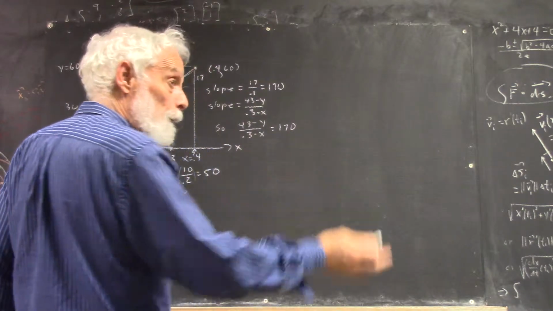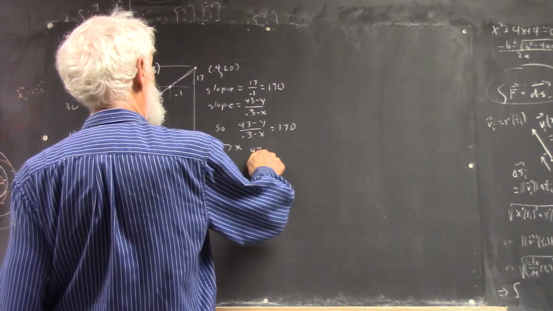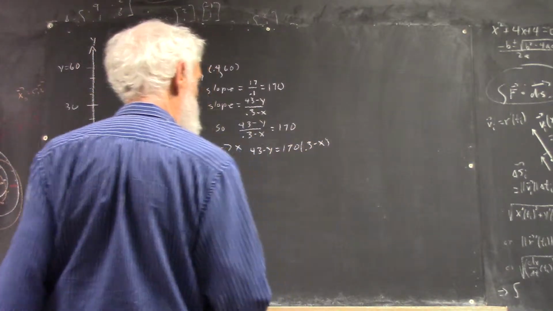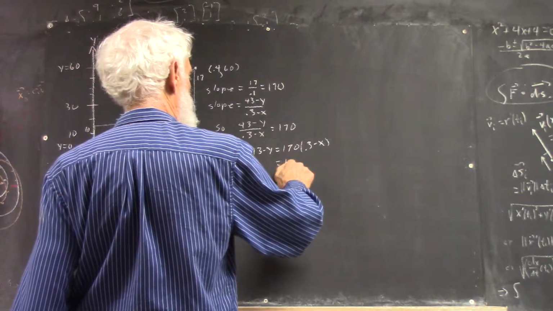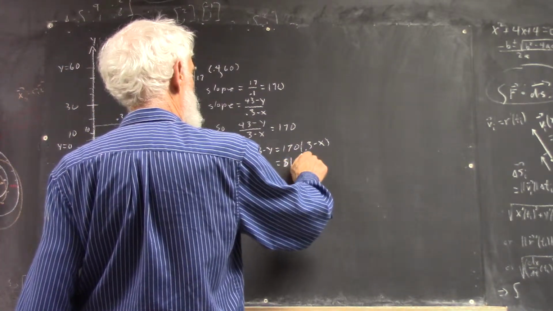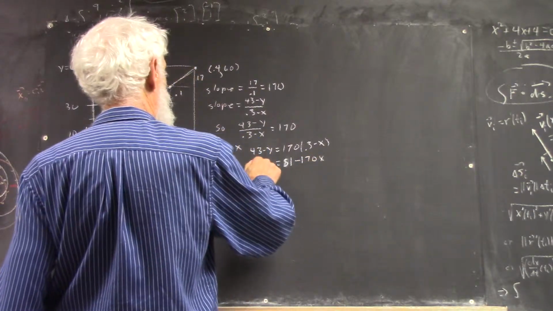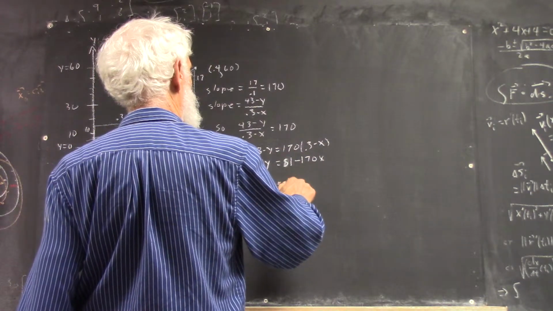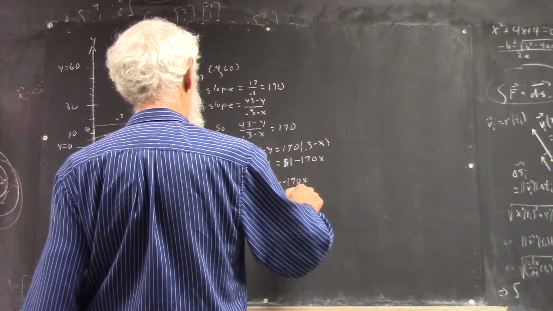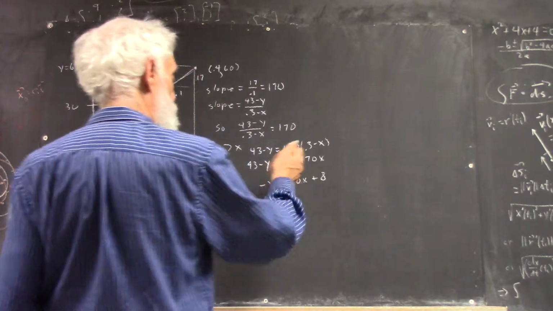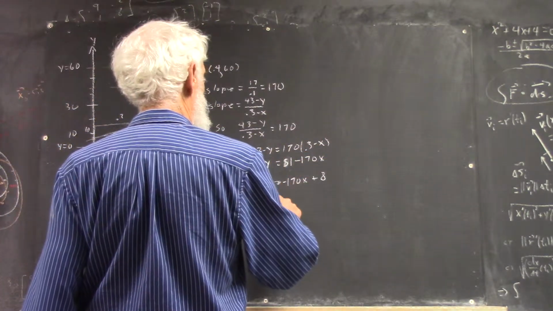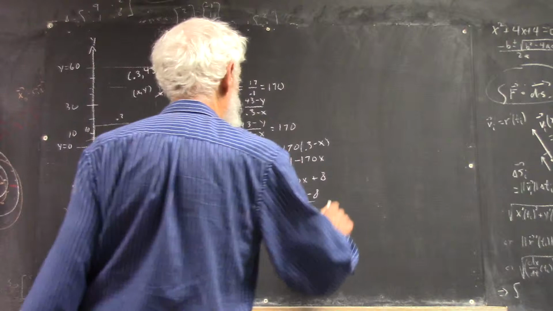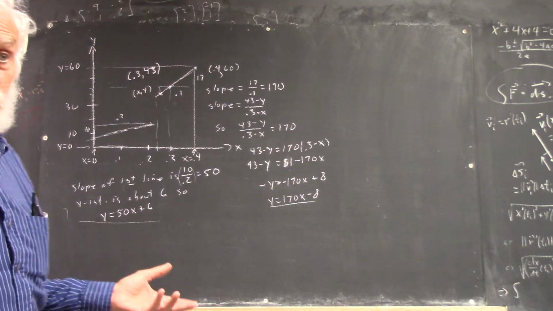Multiply both sides by 0.3 minus x, we get 43 minus y equals 170 times 0.3 minus x. And we multiply this out, 0.3 times 170 is 51, minus 170x equals 43 minus y. So negative y equals negative 170x plus 8, subtracting the 43 from both sides, so that y equals 170x minus 8. Okay, so that was easy. I mean, it really is easy.